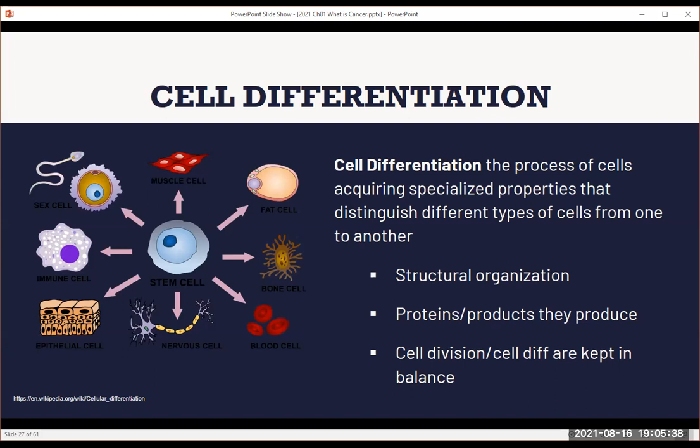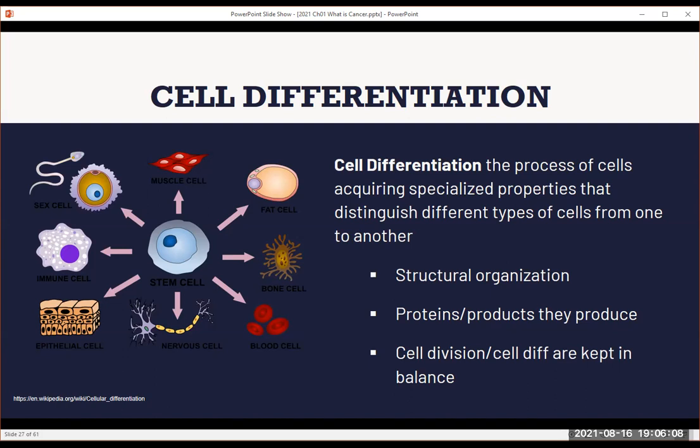But cell differentiation is that really complex process that puts a cell down a path towards differentiation. When a cell is fully differentiated, it is its final cell type. It's a muscle cell. It's a fat cell, right? That would be a fully differentiated cell. And that cell would have its own special structural organization. It might have certain proteins or products that it produces. And in general, cell division and cell differentiation are kept in balance.